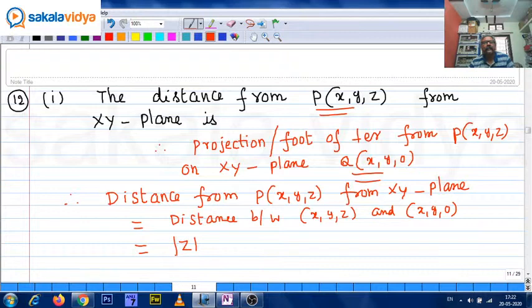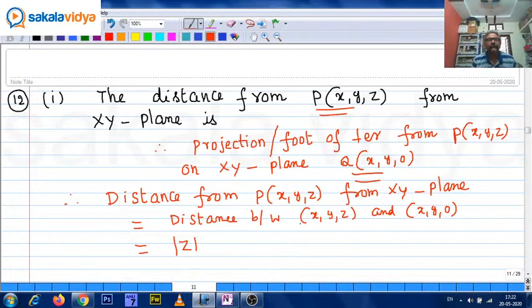Understood now? In a similar manner, you can find the distance from P(x, y, z) from the yz plane and zx plane also. If you derive it, you will enjoy. If I just say it, you will definitely forget it. So now you try to derive it before I move to the next concept, and you check with my answers. All of you do like that.